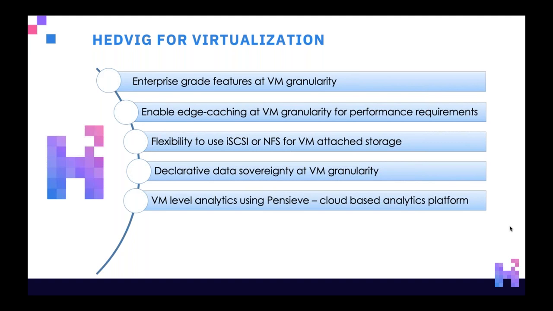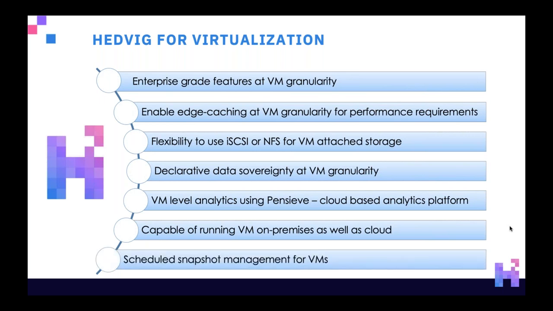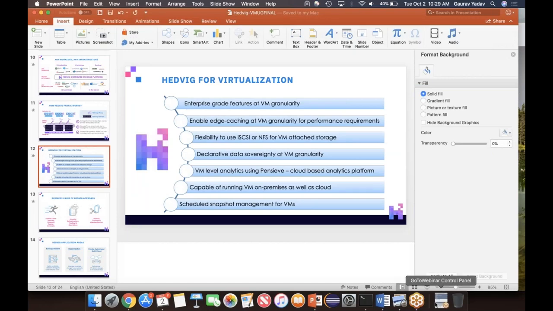And you get VM-level analytics as well. We have a cloud-based analytics platform called Pensee, and you can get a lot of metrics around your VMs using that platform. You can run these virtual machines on-prem as well as in the cloud because of our private, hybrid, and multi-cloud deployments. We also have scheduled snapshot management for your VMs, so you can periodically take snapshots and enable continuous incremental backups for your VMs as well. So I think I'll wrap it up here and pass over the role to Christopher for the rest of the presentation.